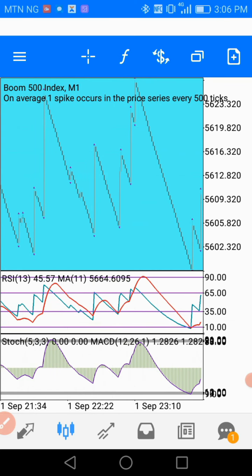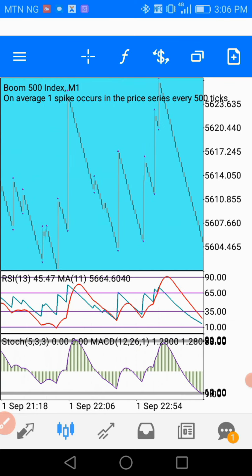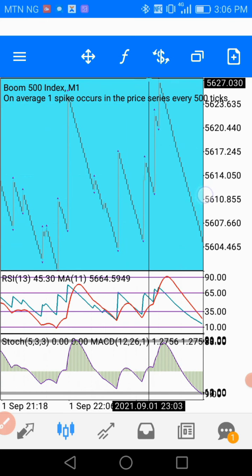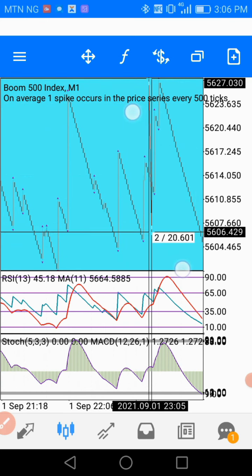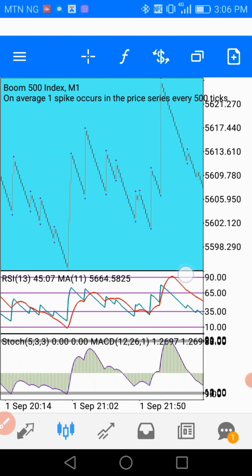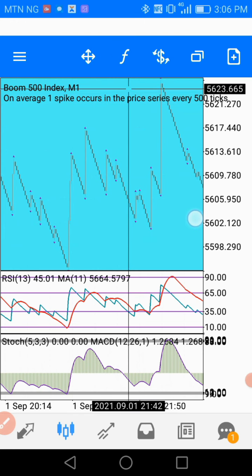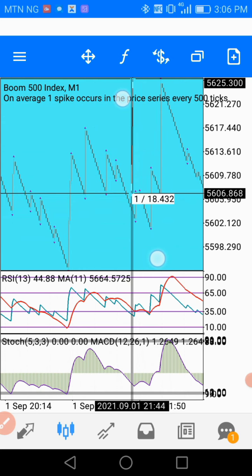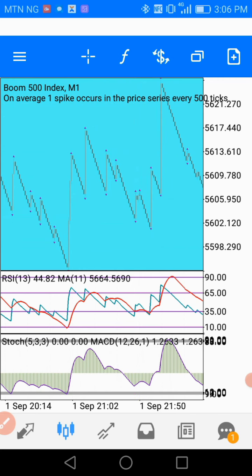So let's check this. The pip value is not up to the mark. And then let's check this. I took a trade here, that's why I have my rectangle. The pip value made here completes.